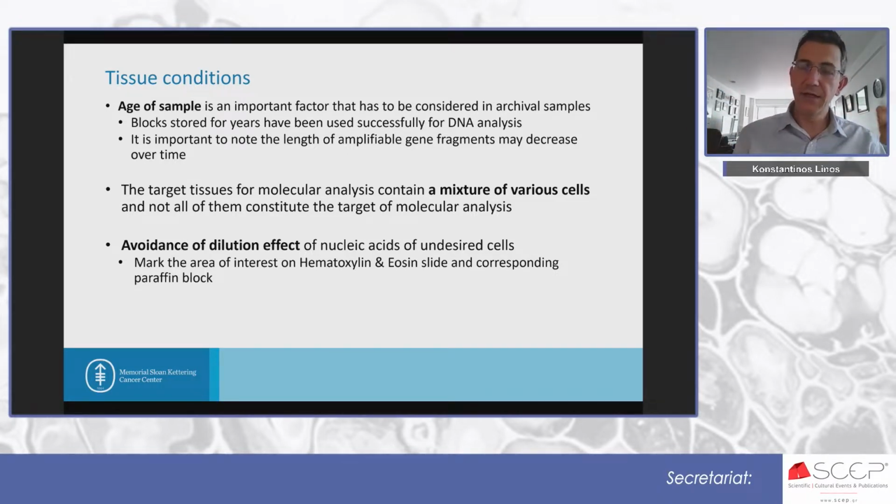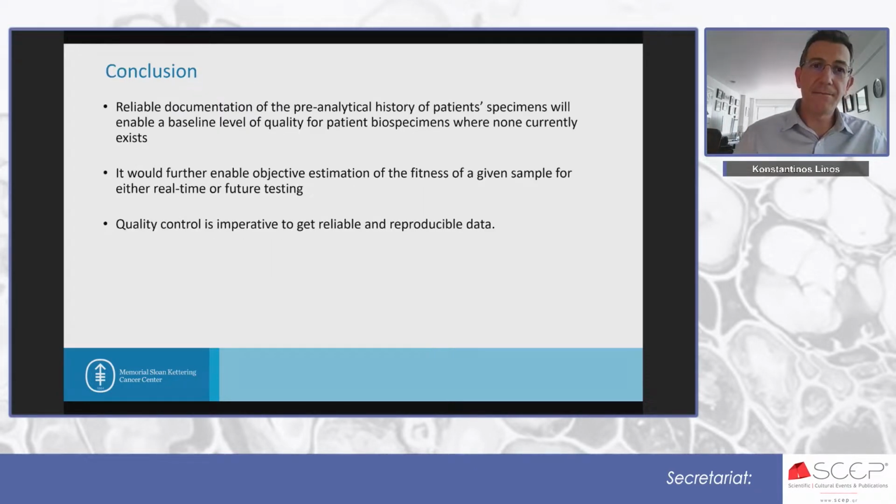Nobody does that. So you're going to scrape it with your blade, but someone has to see the slide and say, okay, here's the tumor. But if a molecular biologist is going to see a slide, he has no clue what he's looking at. So we actually have a mixture of various cells. You dilute your DNA and RNA with non-neoplastic DNA and RNA, so it's called the dilution effect, and you may get a false negative result, right? So that is very important.